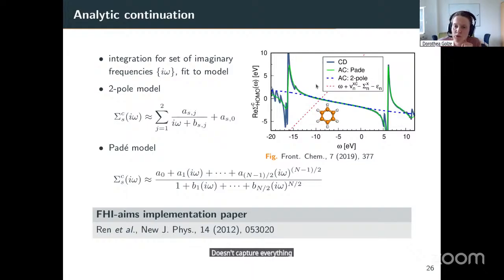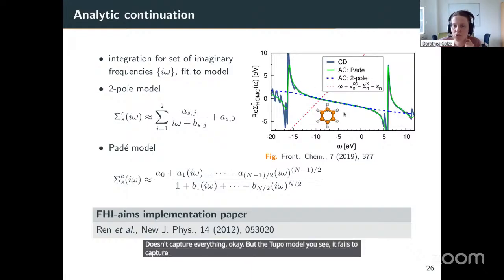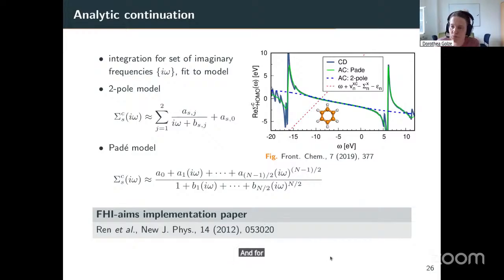But the two-pole model, you see it fails to capture these poles also here, but it manages, at least in this case, to somehow average through the self-energy structure. And for more details, please read this paper.